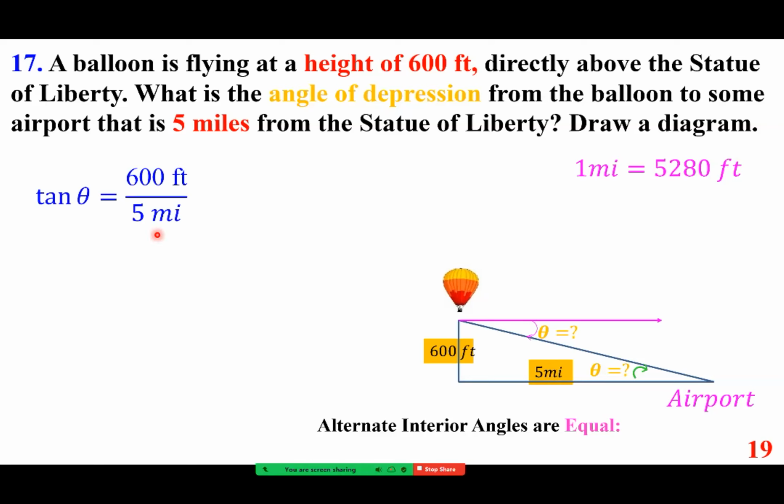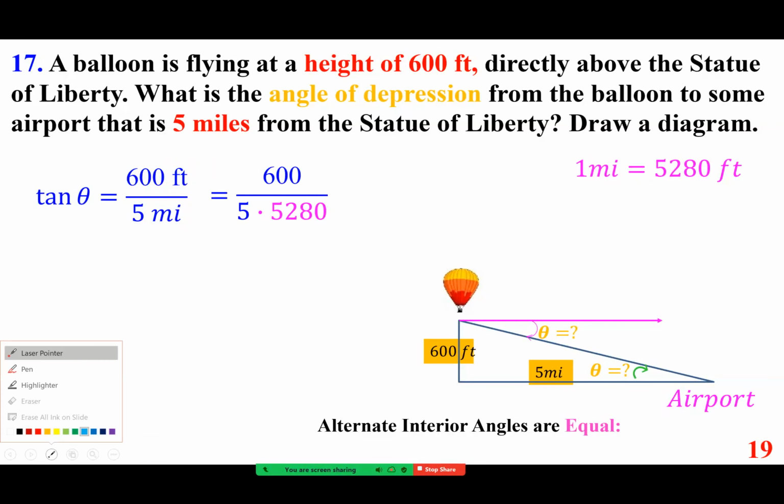Now, again, feet versus miles. We must change either this one to feet or this one. Either this one multiplied by 5280 or this one divided by 5280. Either way is fine. They must become of the same unit. Now they are both feet over feet.